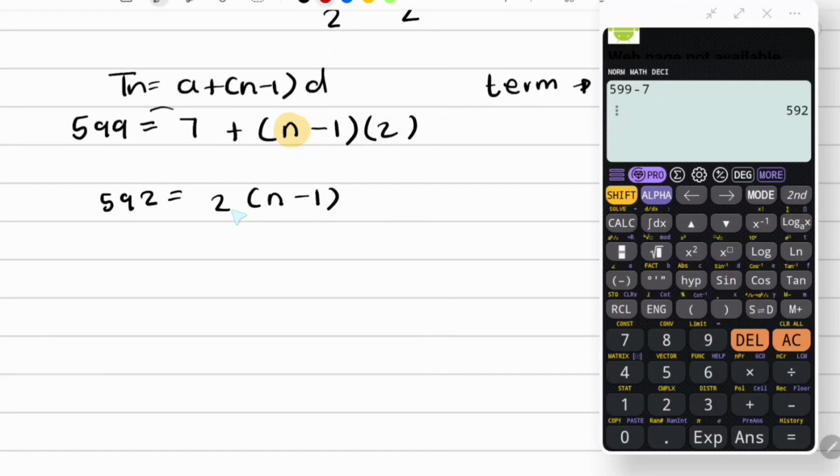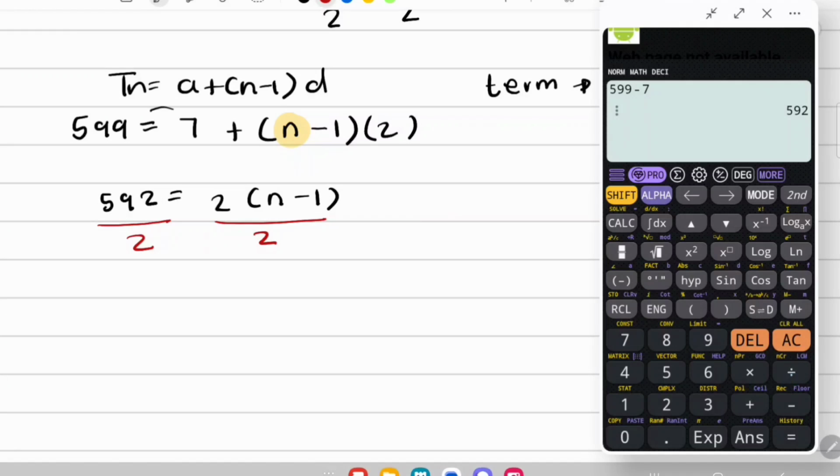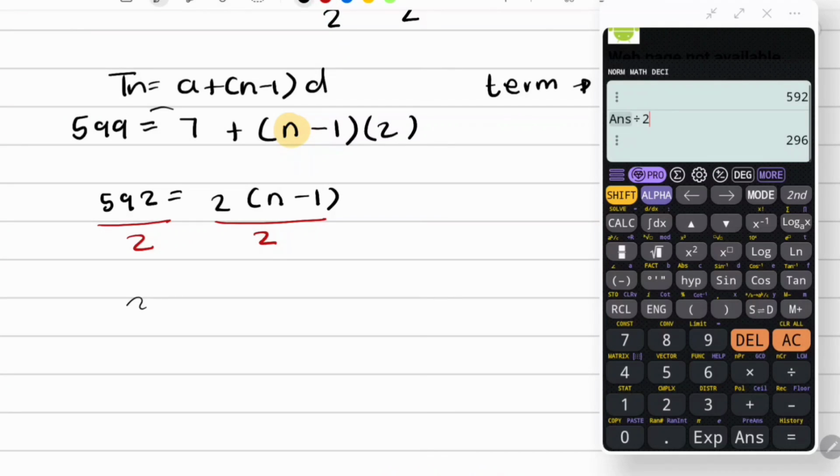And what I'm going to do here is get rid of the 2. Since the 2 is being multiplied to this, to get rid of it, you need to divide. And what you do on the one side, you must do on the other side. So what is 592 divided by 2? So take that and divide it by 2, and we get 296. So we have 296 is equal to, that cancels, and we have n minus 1. Then take your negative 1 over, and so you're going to have that n is equal to, when you take it over, it adds a 1 here, so we have 297.